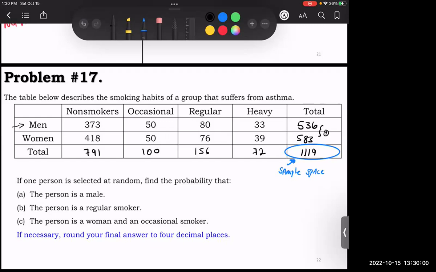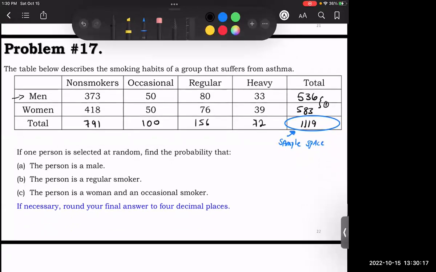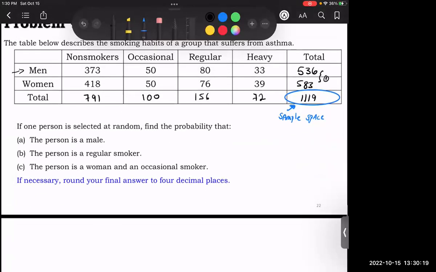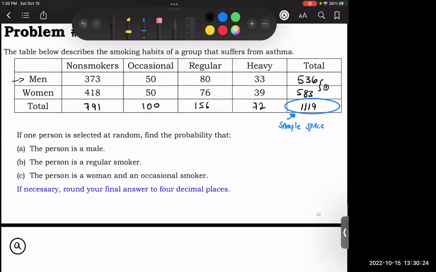Do not add everything. Just either add the last row once, or add the last column, to get your sample space. Does that sound good? Okay. Now we can go ahead and answer the probability question. And just keep in mind that in the blue font, it states our rounding rules. So part A states, the person is a male.